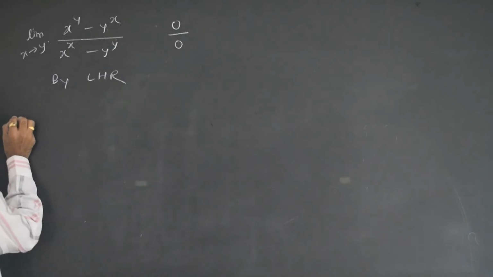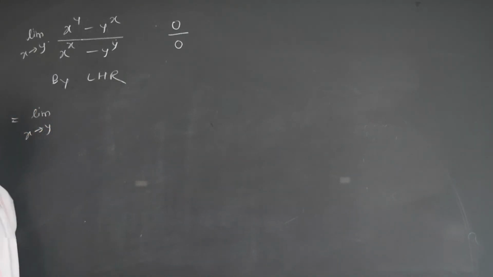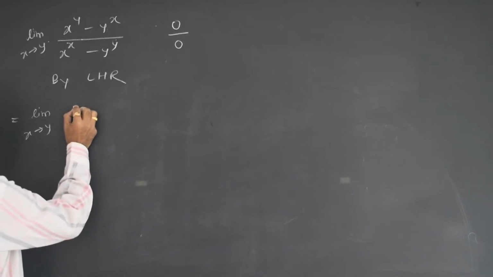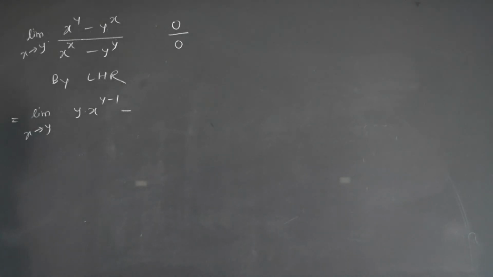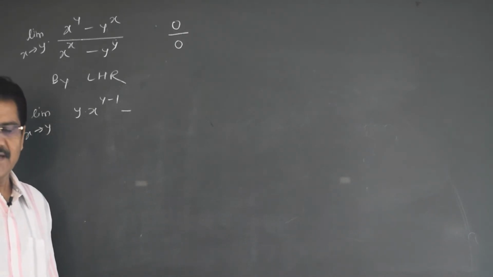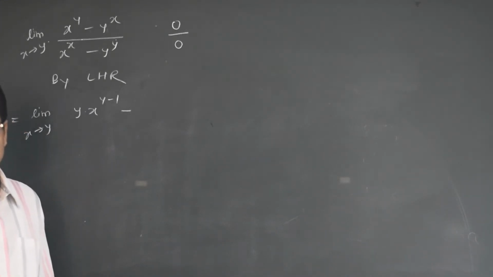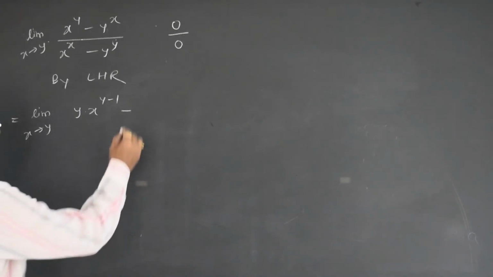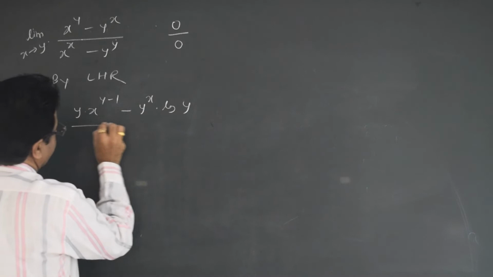So by L'Hospital's rule, limits as x tends to y, derivative of x raised to y is y into x raised to y minus 1. Y raised to x means it is in the form of a raised to x. In other words, y is constant term. We know that derivative of a raised to x is a raised to x into log a. So it will be y raised to x multiplied by log y.